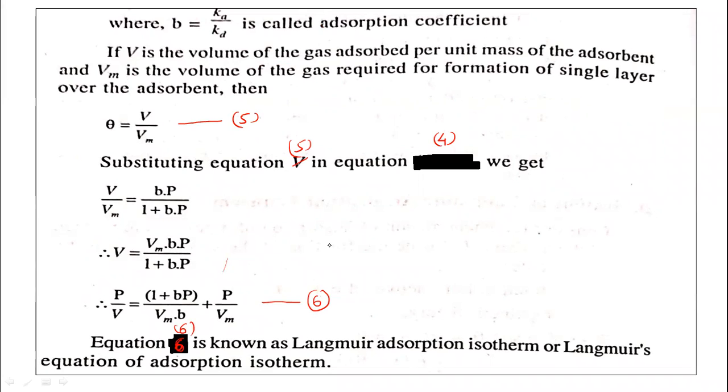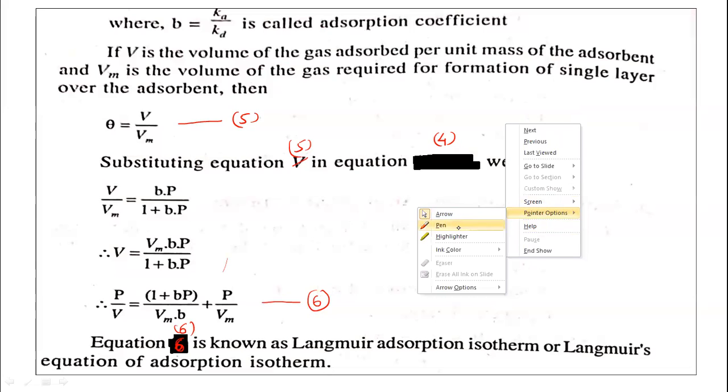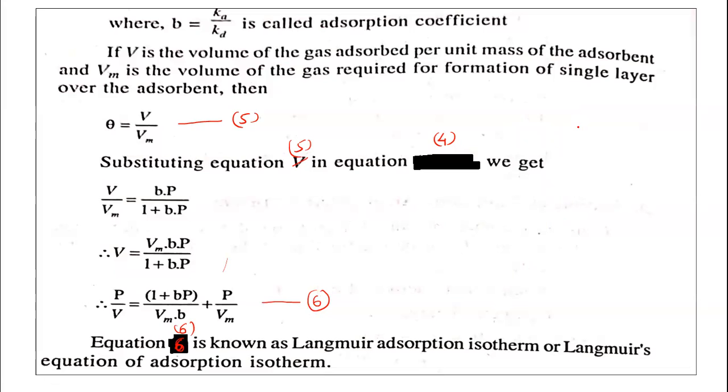If V is the volume of the gas adsorbed per unit mass of the adsorbent, see, we have the adsorbent, the solid substance. So this is the adsorbent.